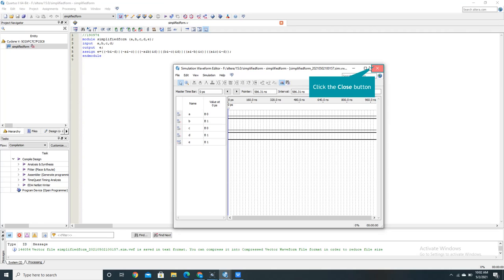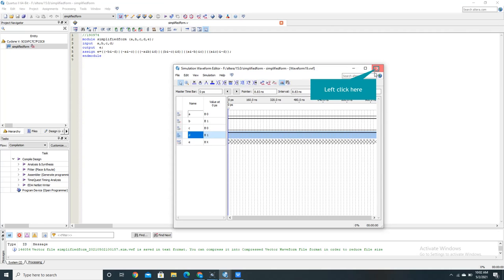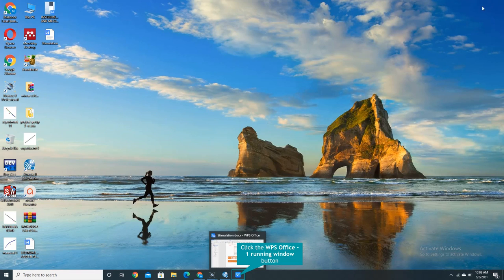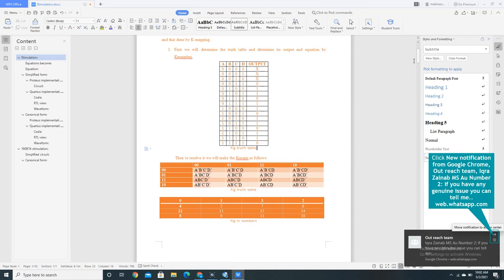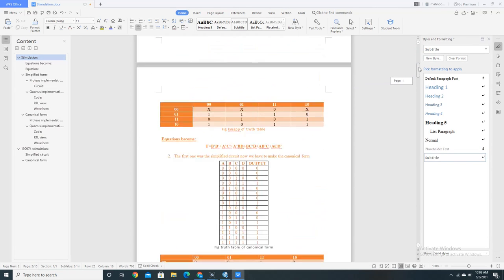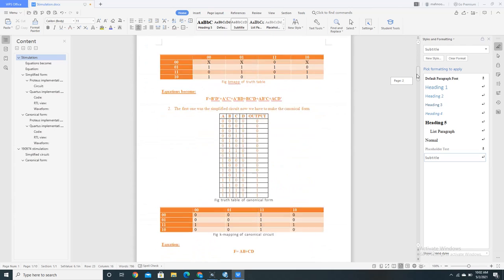We can also do many of these waveforms over here and justify our circuit, and it would definitely be justified. So after removing it, I would be going to the canonical form of it. So this is a truth table. It is justified, as the simplified part is proof.